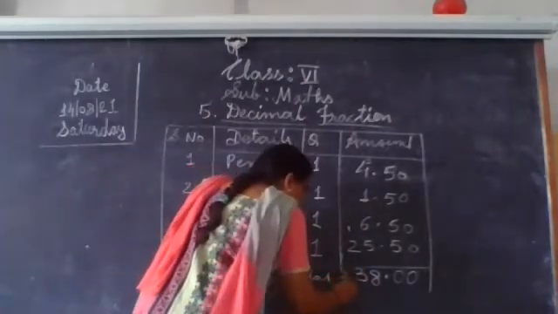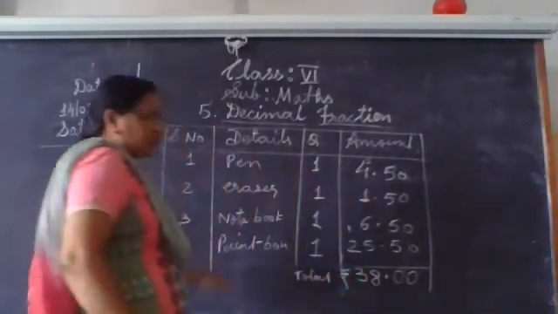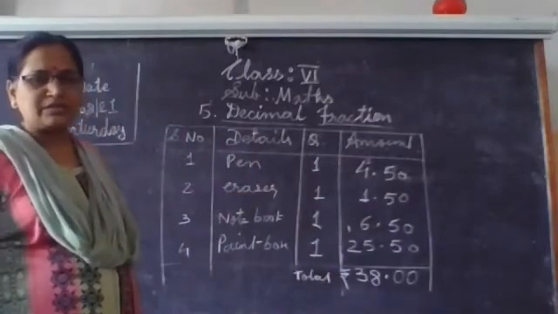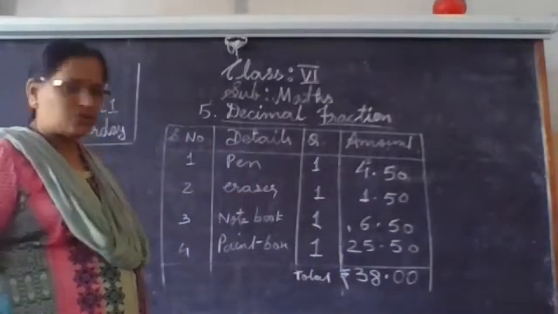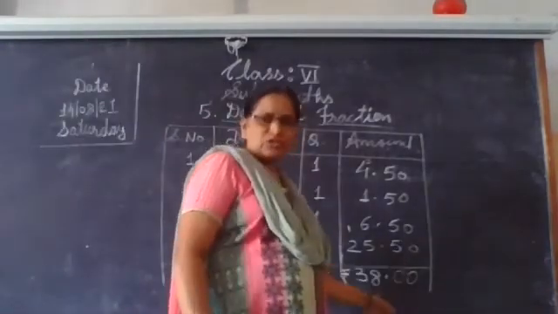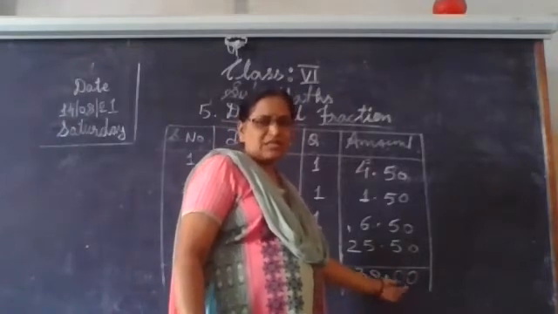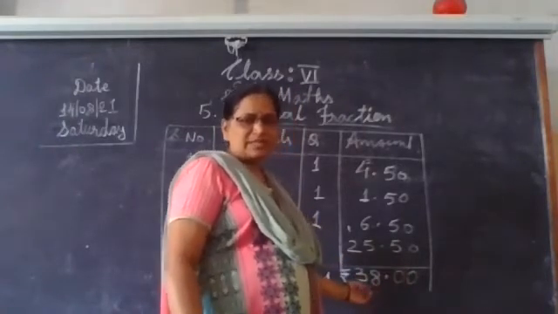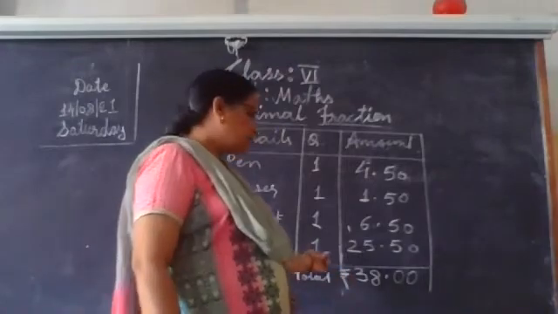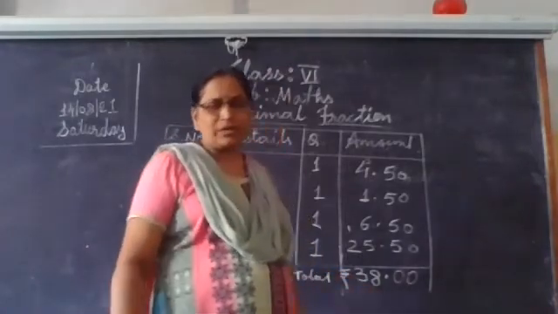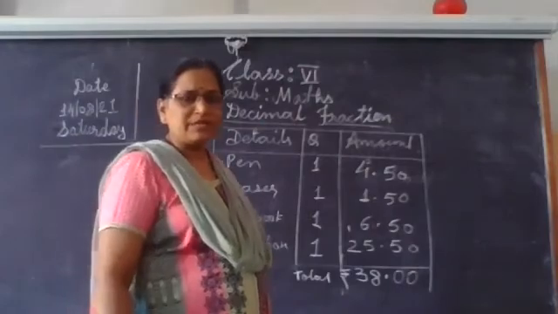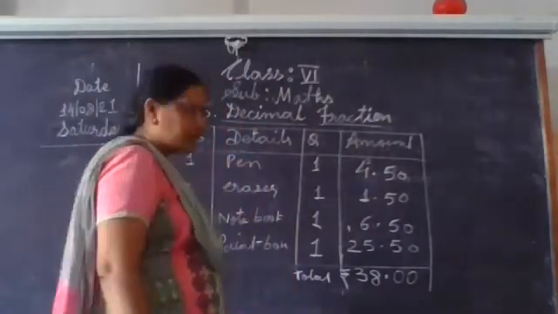So the total amount is rupees 38.00. 38.00 means here the fraction is 0, but the whole number is 38. So he gave 38 rupees. Okay, but he gave how many rupees, beta? 100 rupees. The amount.